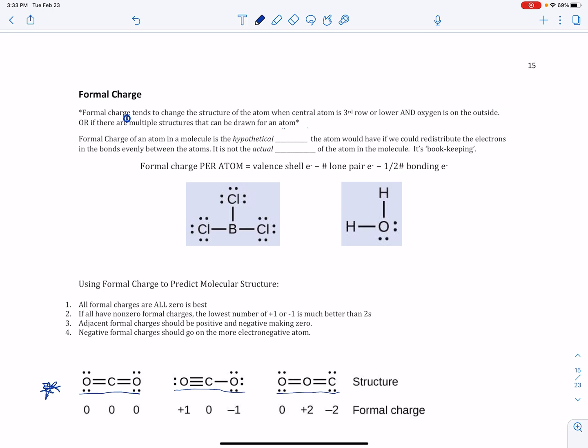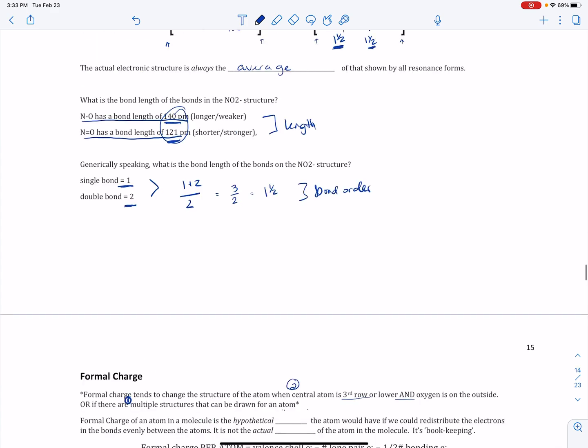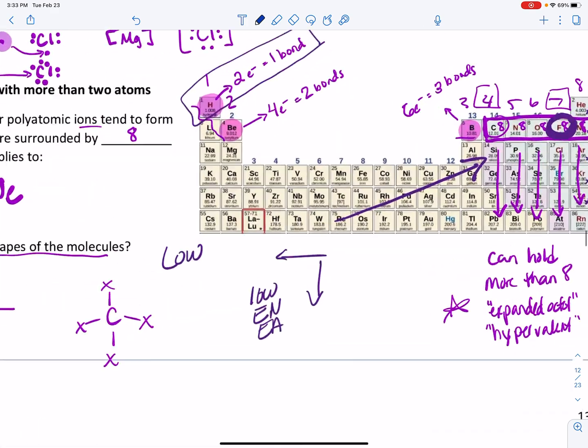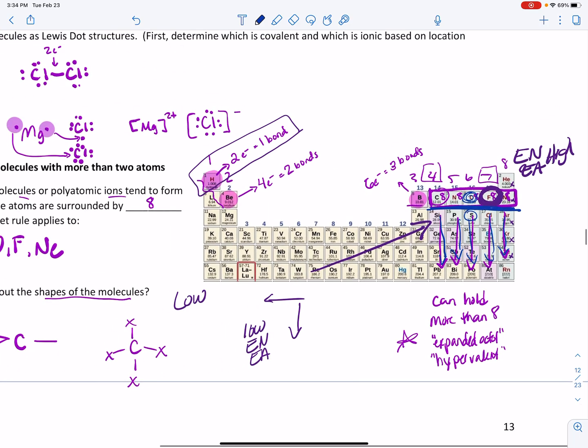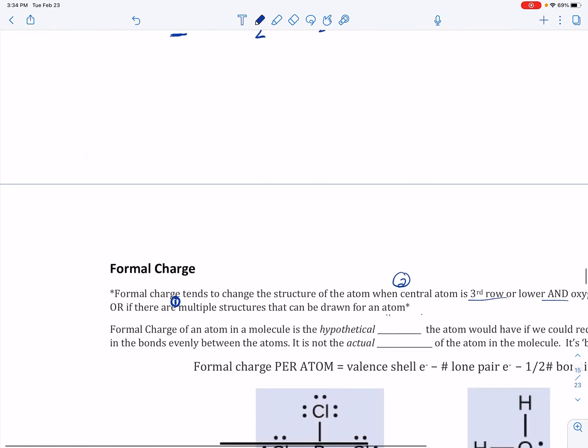The other one is when the central atom is in the third row or lower and the oxygen's on the outside. So if you remember way up here, we were talking about how these ones right here have to have 8, but the ones below it can expand their octets. So these expanding octet ones, when they have something like oxygen, or sometimes sulfur too, but especially oxygen, on the outside and it's one of these elements in here, sometimes formal charges change something about it. So be aware those are the two cases that we're thinking through, and we'll show some examples with.